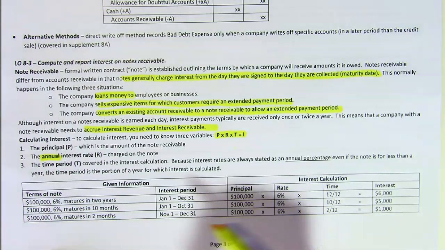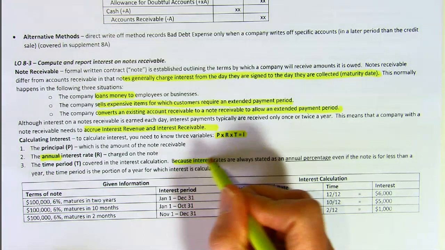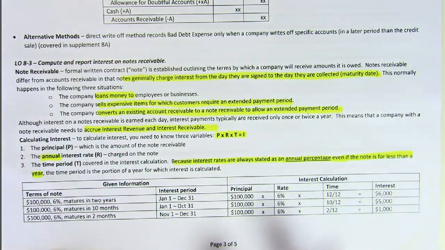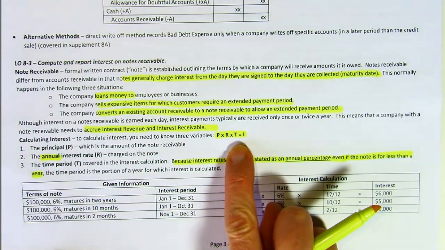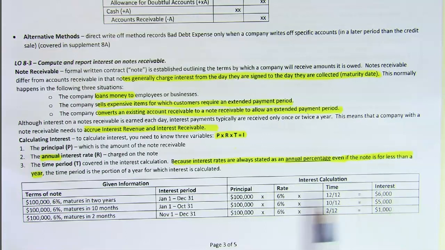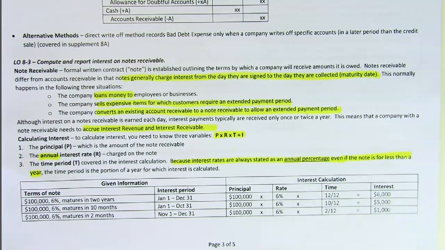Now, interest is always stated in an annual rate or annual percentage, even if the note is for less than a year. So it's really important that we multiply by a fraction that represents the portion of the year that the note is covering. So here's some examples. We have a $100,000 note. That's the principal. We're going to multiply by 0.06. And if we calculate the interest for 1 year, the time frame can be expressed as 12/12, which is equal to 1. That would be $6,000 of interest earned over that time period, January 1st to December 31st.